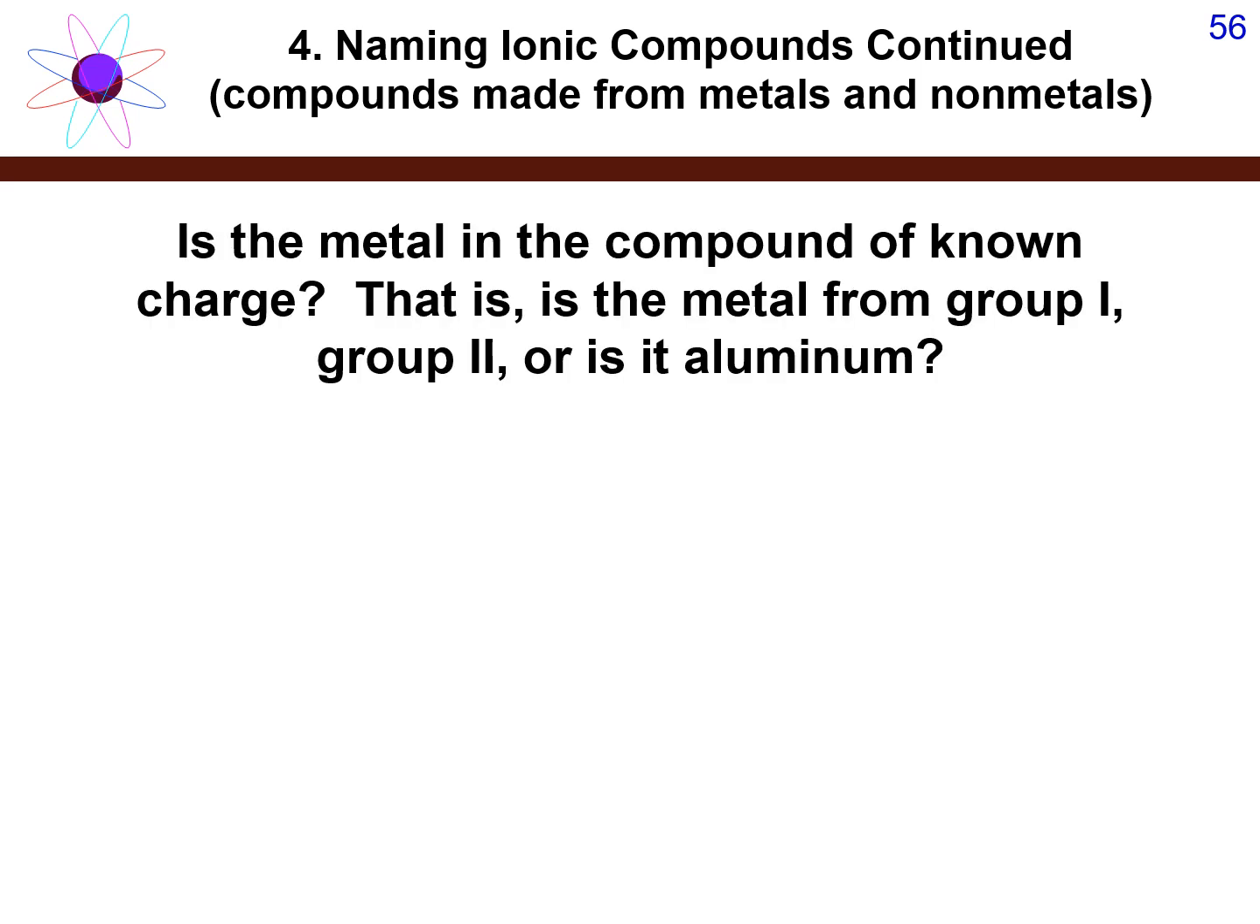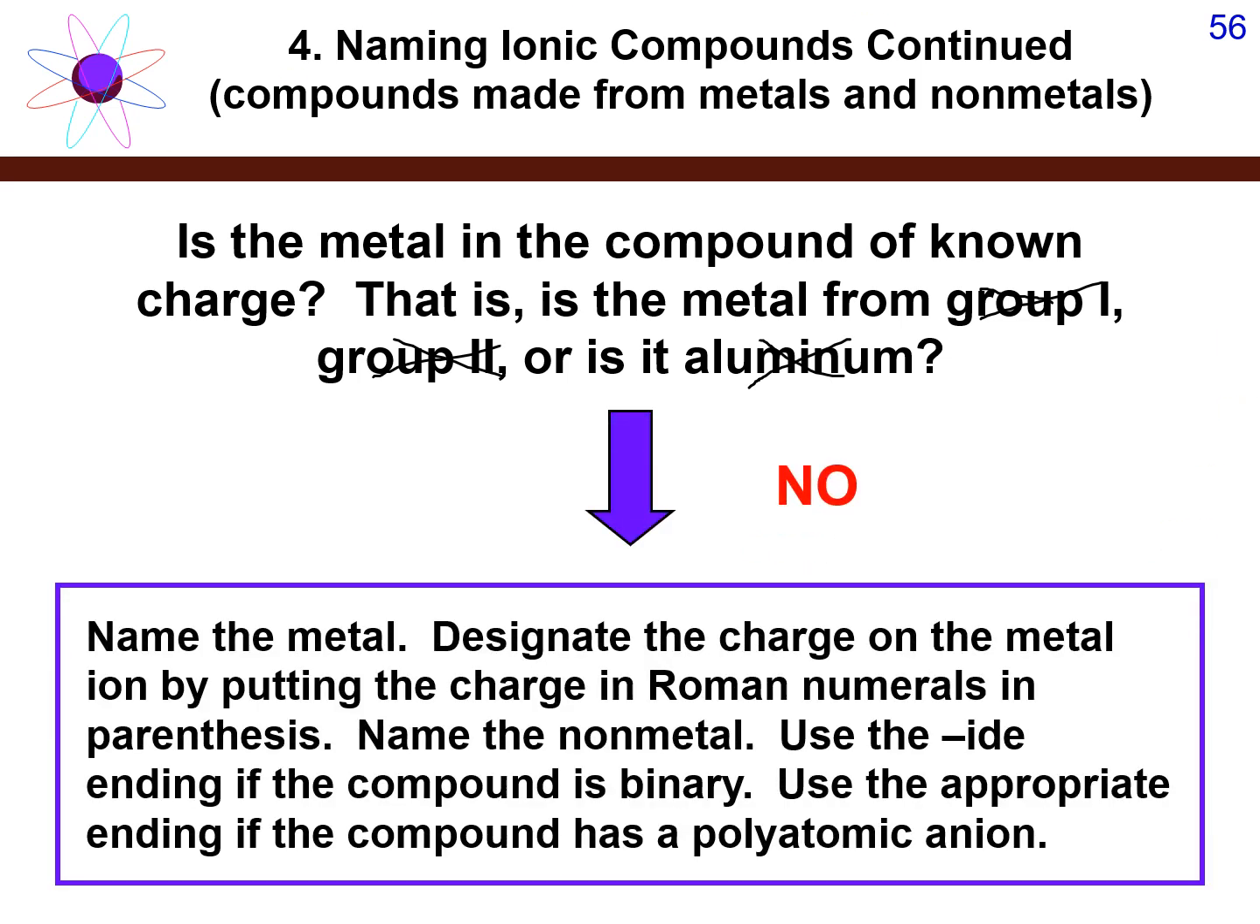Now, another scenario is when you look at a compound and you know it's ionic because there's a metal and a nonmetal. And let's just say that you look at that metal and you say, no, it's not in group 1, no, it's not in group 2, it's not aluminum, it's probably one of those metals, for example, a transition metal that's a variable charge that can make different plus charges. If the answer is no, the metal is not one of those, you're actually going to have to do something a little different.